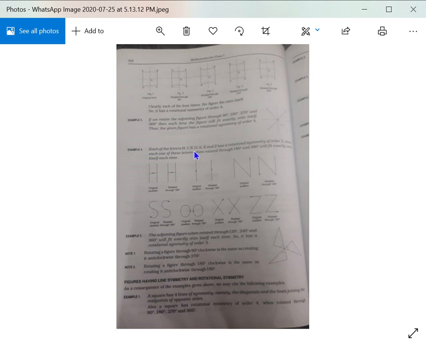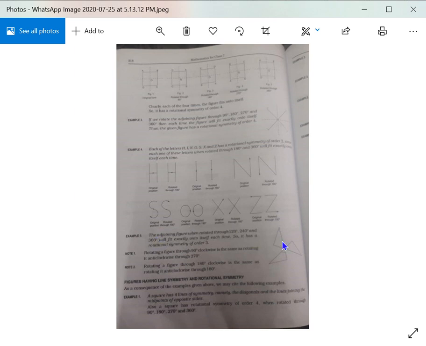Each of the letters H, I, N, O, S, X and Z has a rotational symmetry of order 2. Each one of these letters, when rotated through 180 and 360 degrees, will fit exactly onto itself each time. That means the order of rotation is 2 and the angles are 180 degrees and 360 degrees. H, I, N, S, O, X and Z.